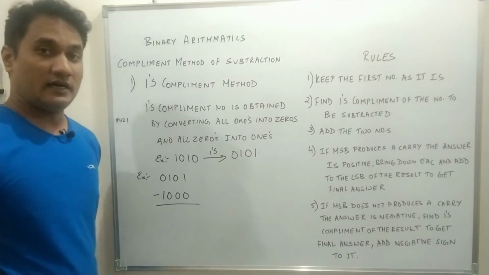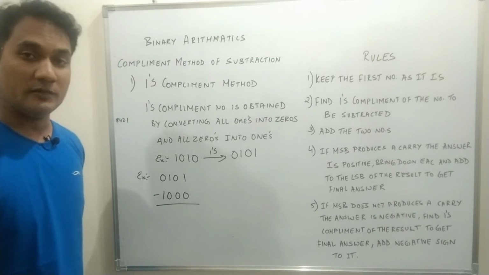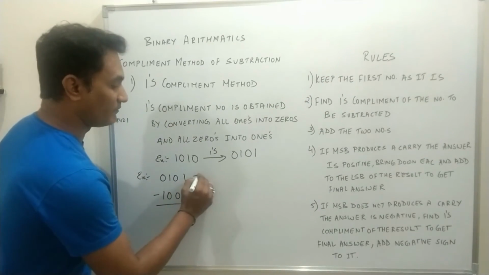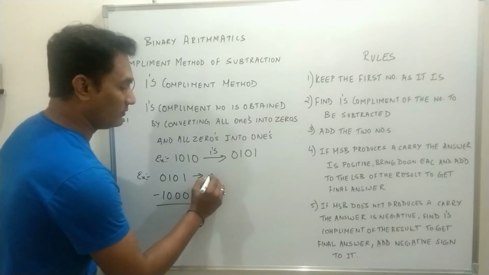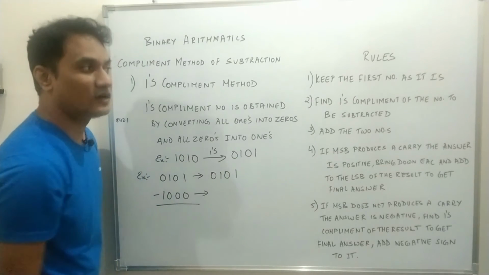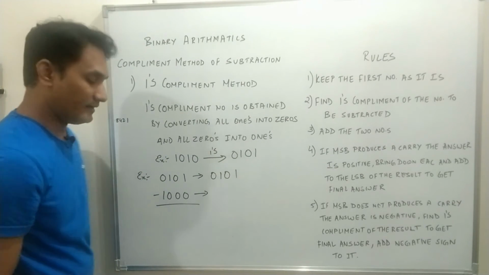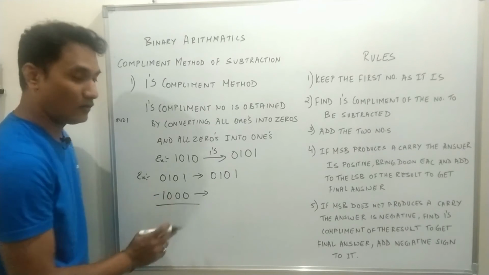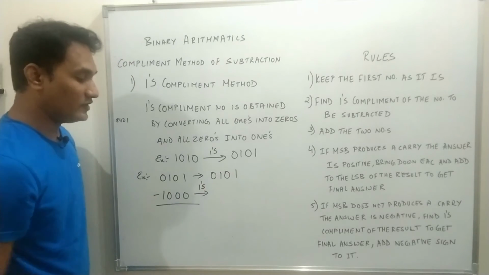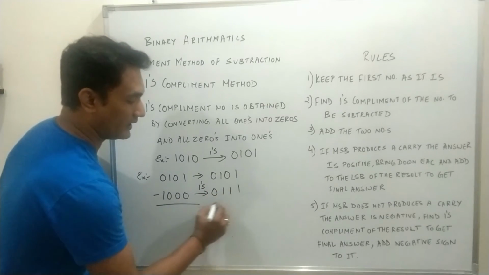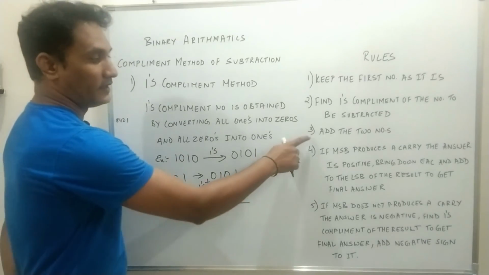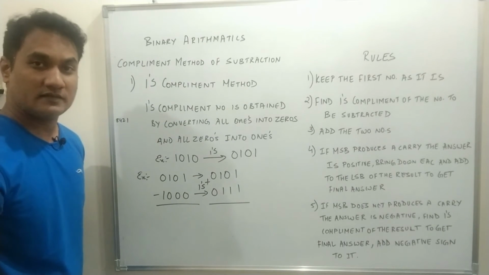Let us try to understand how a negative number problem will be solved using the 1s complement method. Again, you have to follow the same rule. What it says, keep the first number as it is. So it will be 0 1 0 1. Second, find 1s complement of the number to be subtracted. So what will be 1s complement of 1 0 0 0? All ones converted into zeros, all zeros converted into 1. So 1s complement of this number will be 0 1 1 1. Is that correct? Okay.